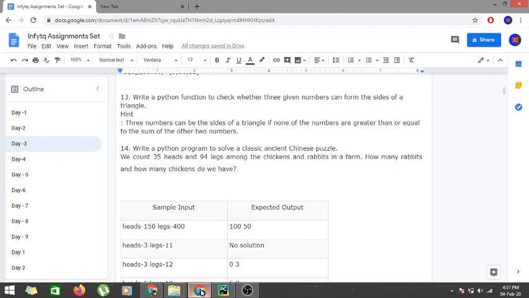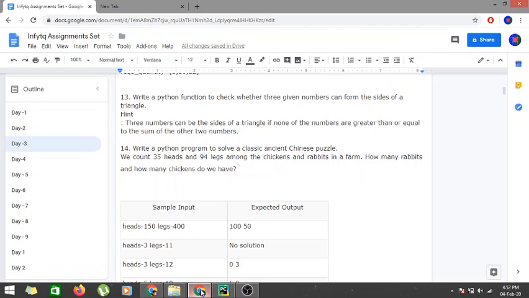Hi guys, we are continuing with the day 3 problems of InfyTQ module 1, that is programming fundamentals with Python. And today we are going to solve the third problem, or the 13th problem overall, from a selected problem list from InfyTQ. So what does the 13th problem say basically?